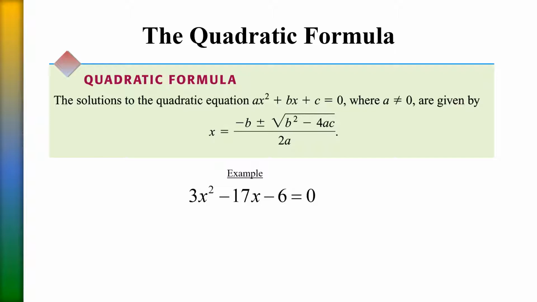So in this example equation, the coefficient of the first term is 3, so a is 3. The coefficient of the second term is negative 17, so b equals negative 17. And the coefficient of the last term, the constant, is negative 6, so c equals negative 6. So again, a equals 3, b equals negative 17, and c equals negative 6. You're going to simply plug these values into the quadratic formula to solve.